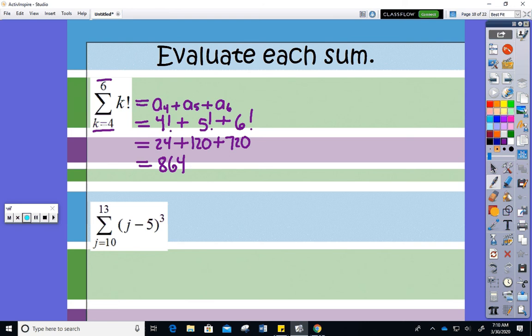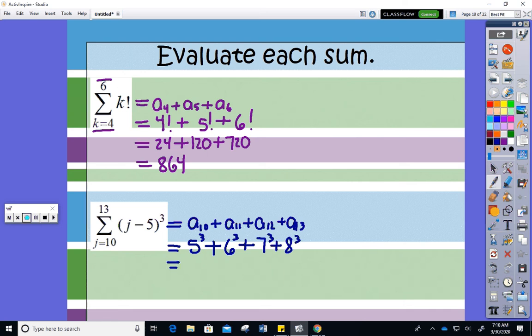So on the next problem, I'm going to do the same thing. The problem tells me that I'm going to add the 10th, the 11th, the 12th, and the 13th terms. So j is my variable, so it varies from 10 to 11 to 12 to 13. When I start out, plug in 10. So 10 minus 5 is 5 cubed. Plug in 11 now. 11 minus 5 is 6 cubed. Now plug in 12. 12 minus 5 is 7 cubed, and then 13 minus 5 would be 8 cubed.